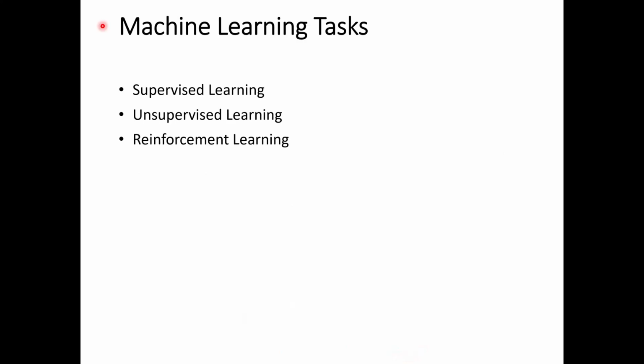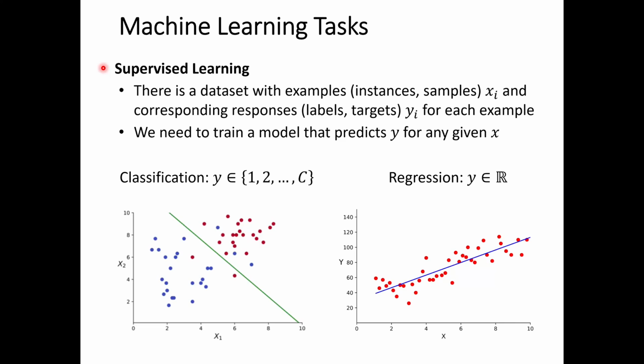Let's start. All machine learning tasks can be divided into three groups: supervised learning, unsupervised learning, and reinforcement learning. Supervised learning means that there is a dataset with examples x sub i and corresponding responses y sub i for each example. We can also call examples instances or samples, and we can call responses labels or targets. We need to train a model that predicts y for any given x.